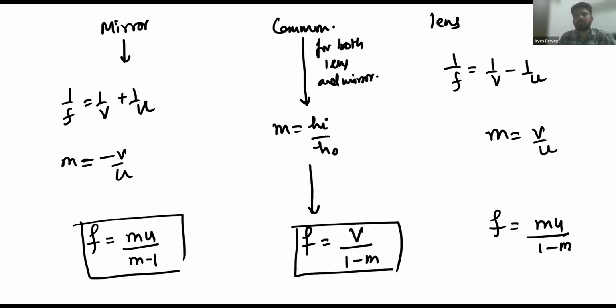So can you explain f is equals to mu by m minus 1 again? Yes, f is equals to mu upon m minus 1. We will do the numerical based on this one. We are just going to discuss this one.